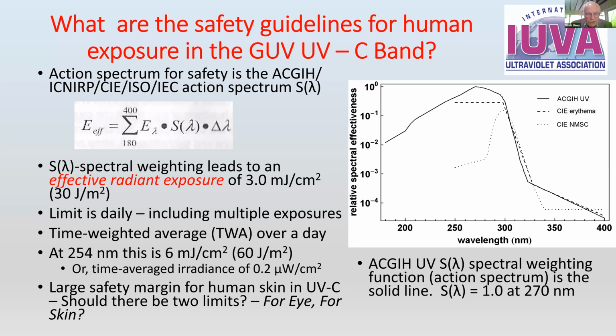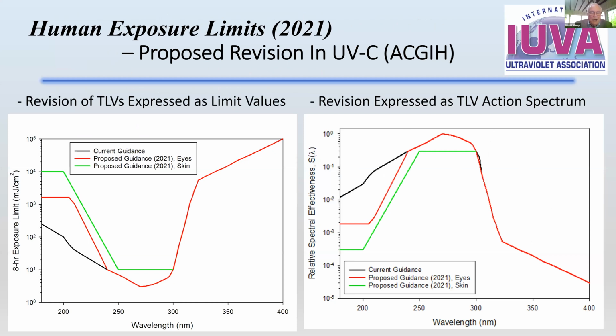And the proposals put out by ACGIH just this year in their threshold limit values book are shown here for the skin and the eyes in both formats. The left-hand panel is the exposure limits, as you can see on the left-hand ordinate. And on the right-hand side, we have the same proposal prepared as an action spectrum.